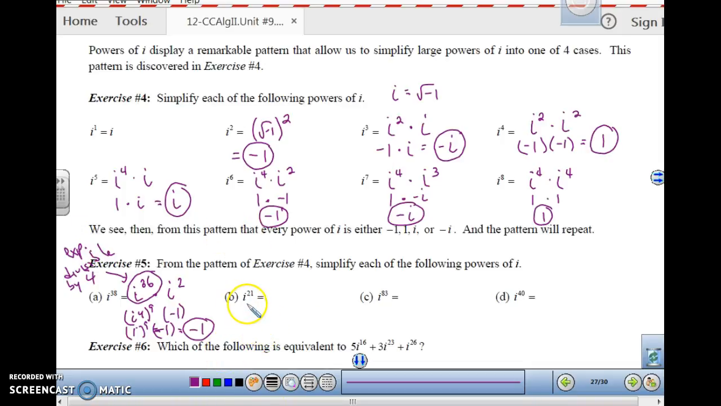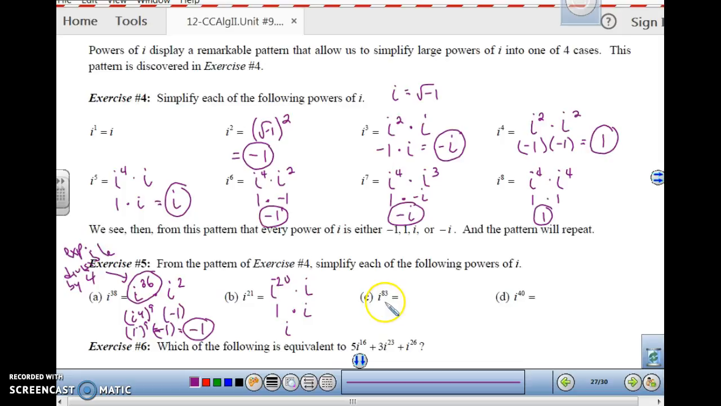All right, so the largest exponent divisible by 4 for i to the 21st would be i to the 20th. i to the 20th times i. All right, so i to the 20th is a multiple of 4. So since that's a multiple of 4, it's going to come out to be 1. Times i is equal to i.